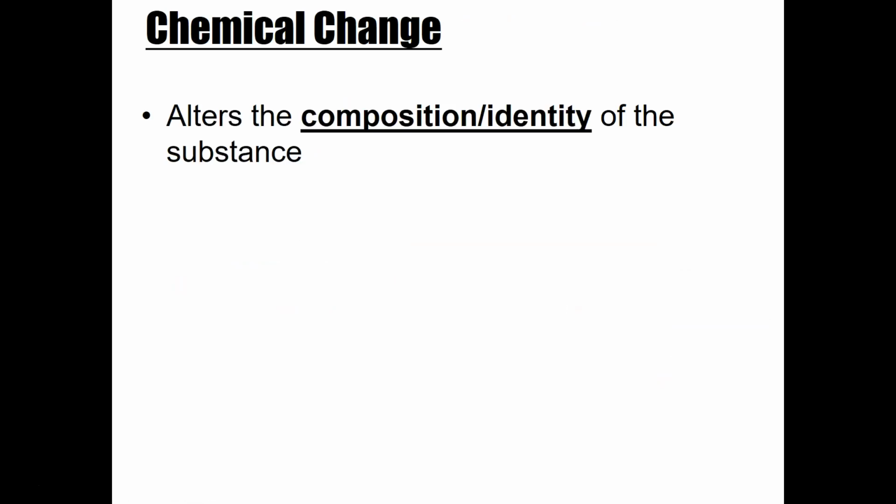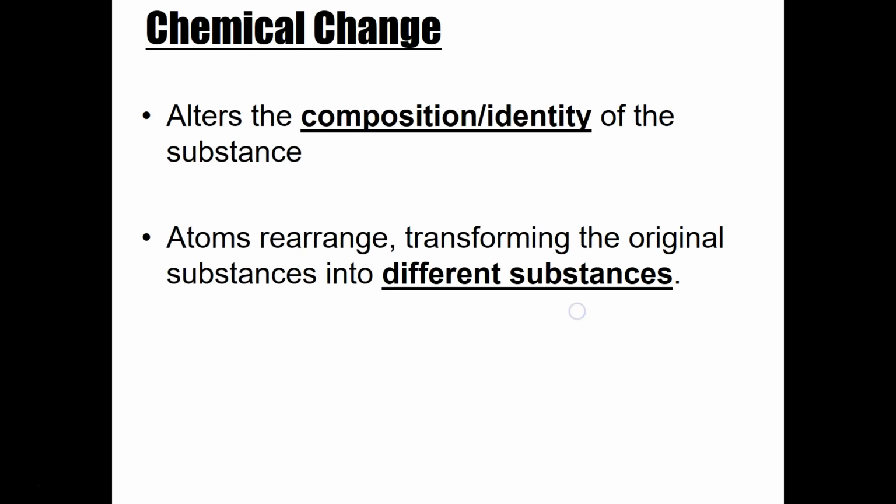Chemical changes are what happen when we actually make something brand new. A brand new substance is going to be formed. I'm going to take those atoms, I'm going to break the bonds, I'm going to rearrange them, I'm going to make some brand new bonds into a brand new molecule or compound, and we're going to get a new substance.